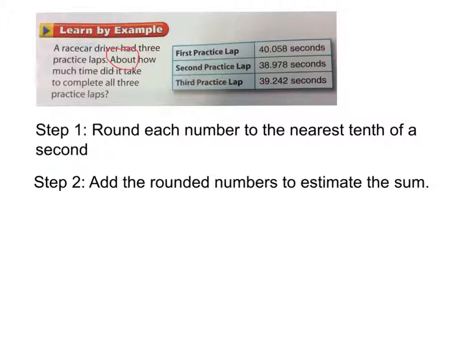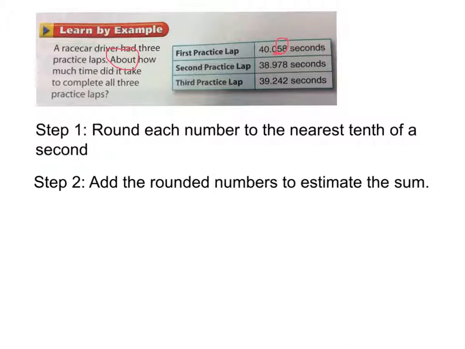How many seconds did it take for the first practice lap? Nadia? 40 and 58 seconds. There's a decimal point, so 40 and 58, Goni? Thousandths. Good. If we want to round to the nearest tenth, here's the tenths place. Which place do we look at to round to the nearest tenth? Hemant? The hundredths. What's in the hundredths place? 5. Does 5 round up or down? Up. Good.